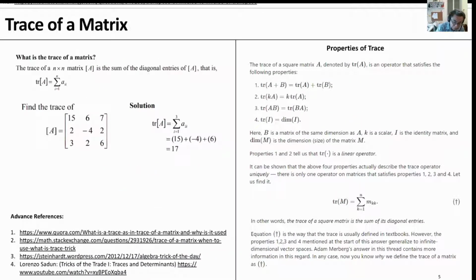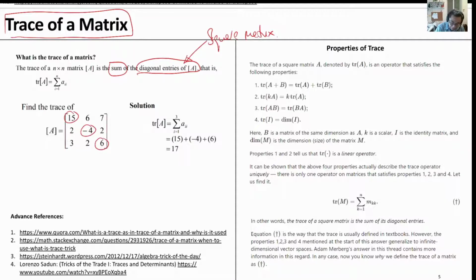In this slide, we'll talk about trace of a matrix. A trace of a matrix is the sum of the diagonal entries of A. To have diagonal entries, A must be a square matrix. Basically, we're taking the diagonal entries and adding them up together. So the expression of a trace is the sum of the first diagonal entry all the way to the last diagonal entry. In this example, we are doing 15 plus minus 4 plus 6, and the answer is 17.